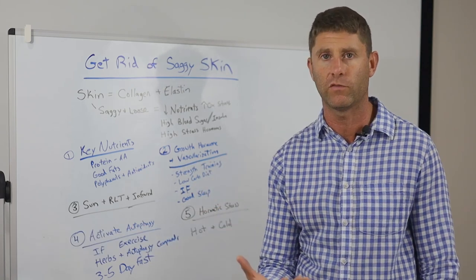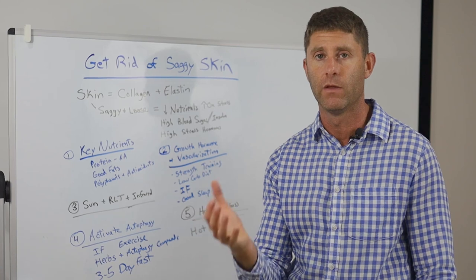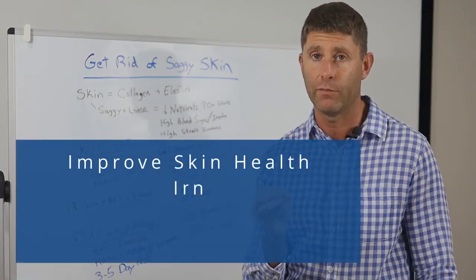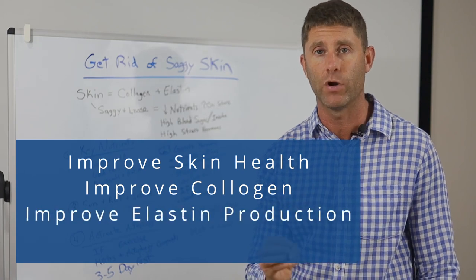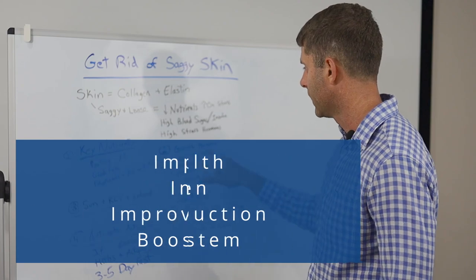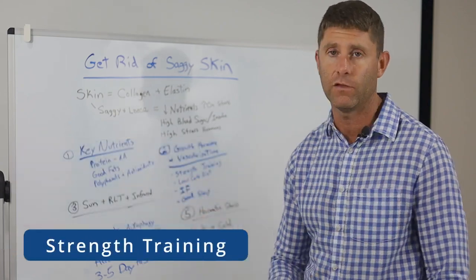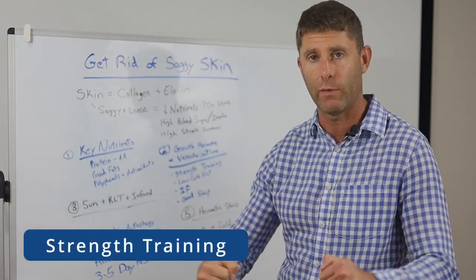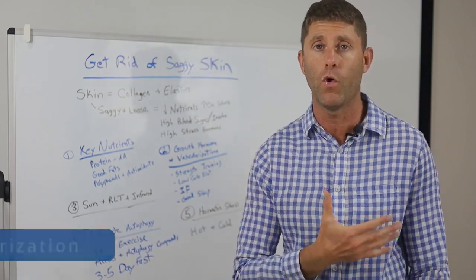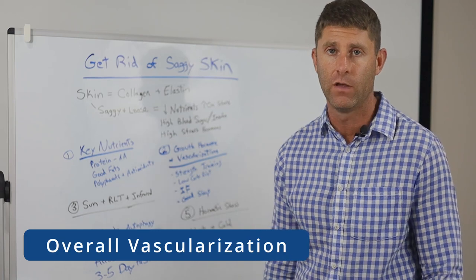Growth hormone is our quintessential anti-aging hormone. So growth hormone helps to improve skin health, improve collagen and elastin production, as well as boosting your immune system, your lean body tissue development. So how do we do that? Well, strength training, so building lean body tissue, actually doing weightlifting, really helps. It boosts up your growth hormone. It also improves overall vascularization throughout your body.